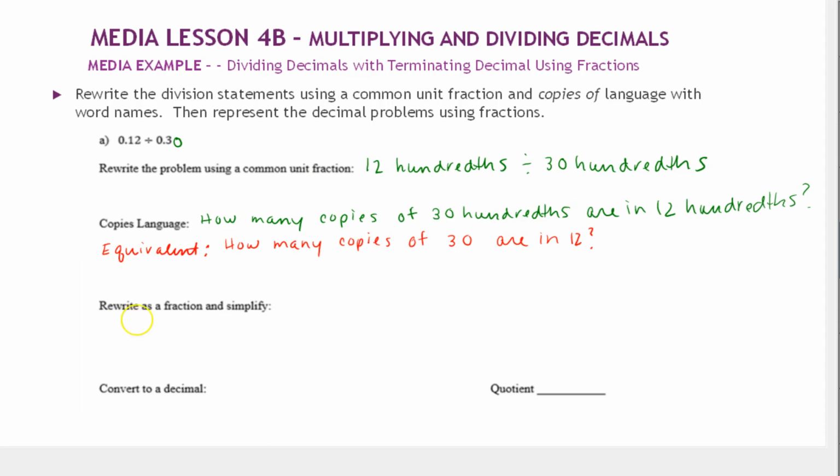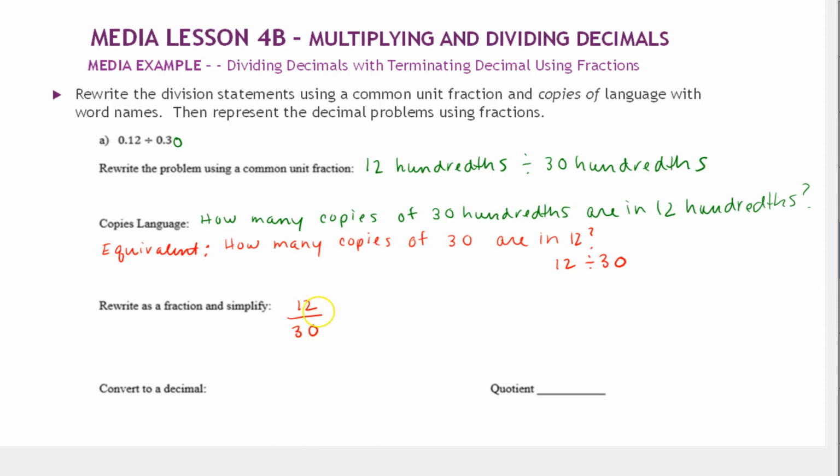Okay. So now we're going to rewrite this as a fraction and simplify. So we're going to use this statement right here. It's going to make our work a lot easier. How many copies of 30 are in 12? Well, that's equivalent to basically this statement, but just leave out the hundredths. So we have 12 divided by 30. Okay. And as a fraction, that is 12 over 30. Okay. So this is this quotient, this division problem, written as a fraction. Okay, so it is the quotient, it's our answer.